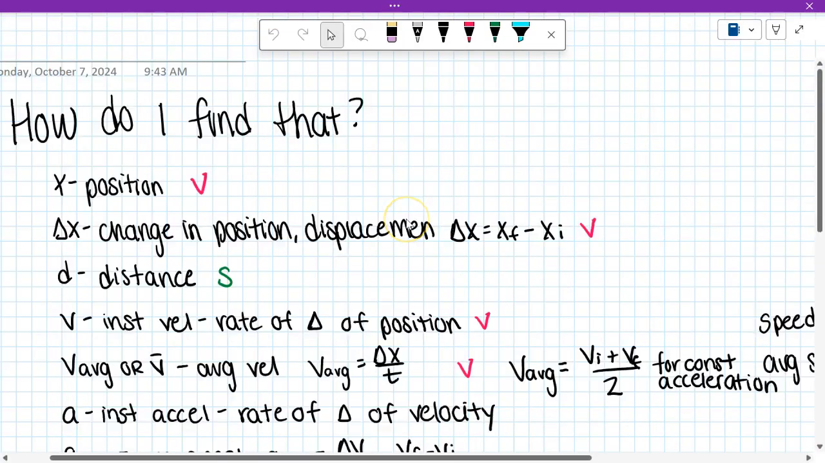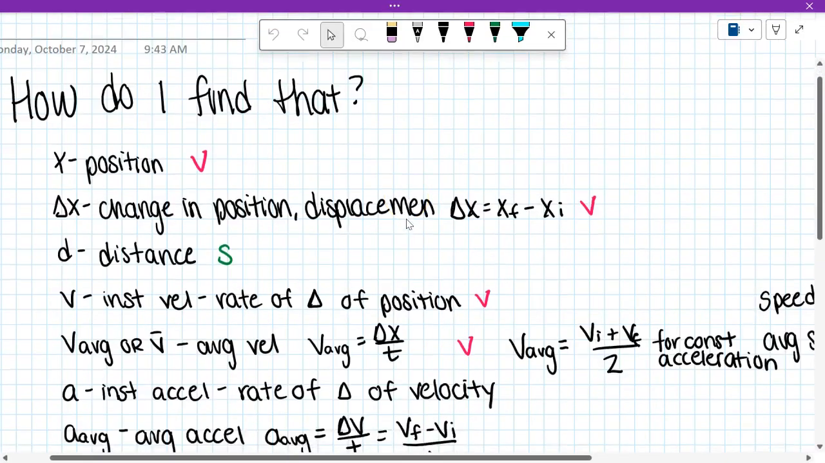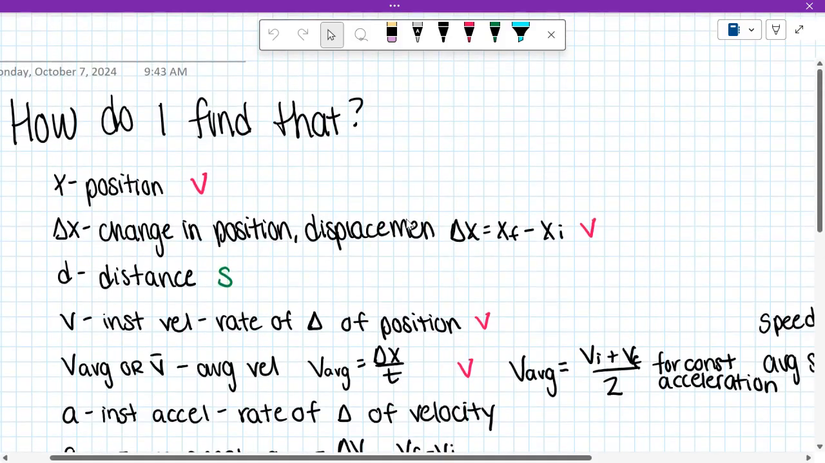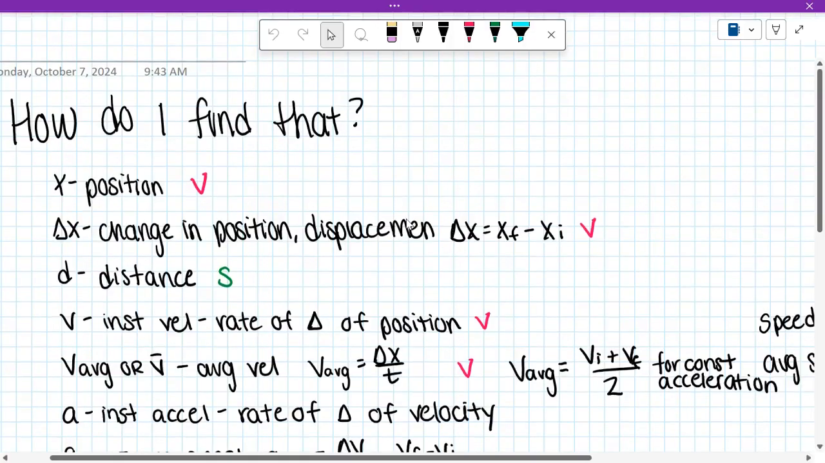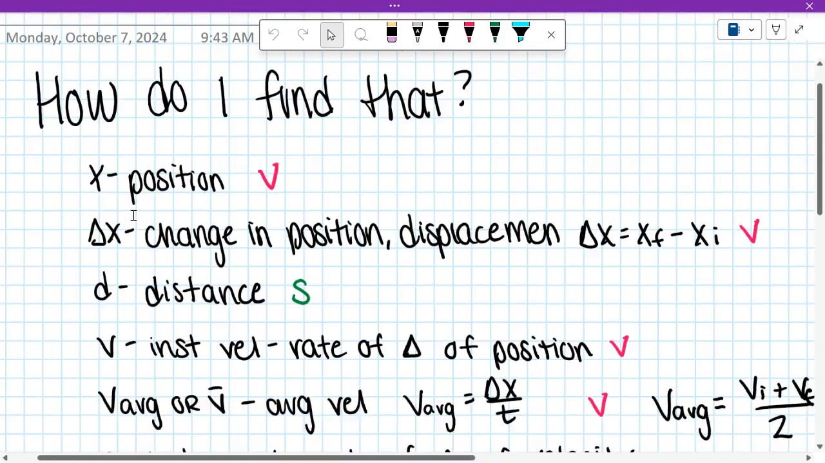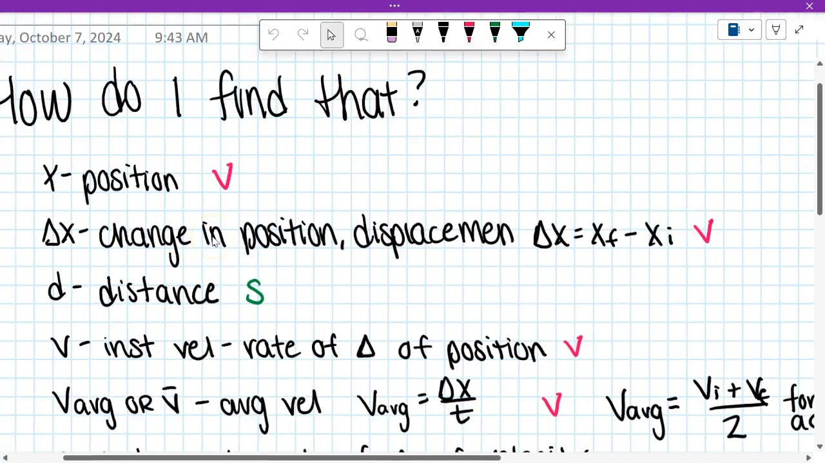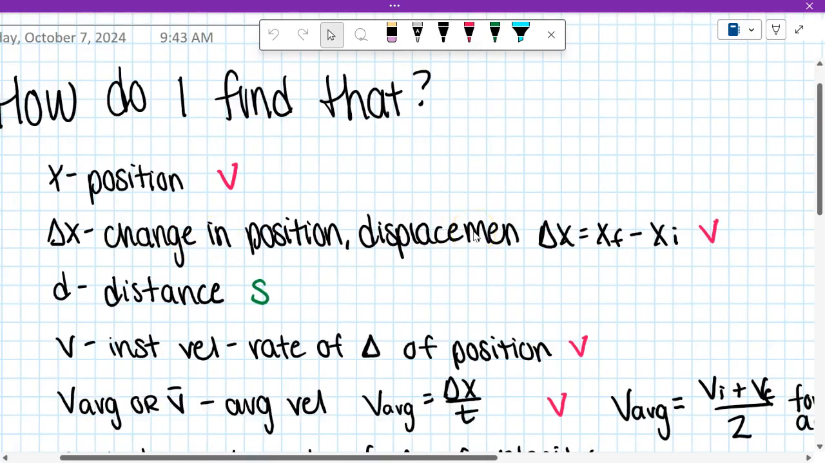All right, so this video is going to go over how we can find the different kinematics variables or motion variables from position graphs and from time graphs. As a reminder, X represents position, that is where we are located, and that is a vector quantity. Delta X represents a change in position, also known as a displacement. And that can be found by doing the final position minus the initial. It's really important that we're doing final minus initial. That's also a vector. Okay?